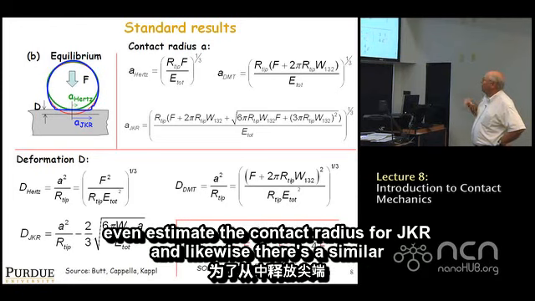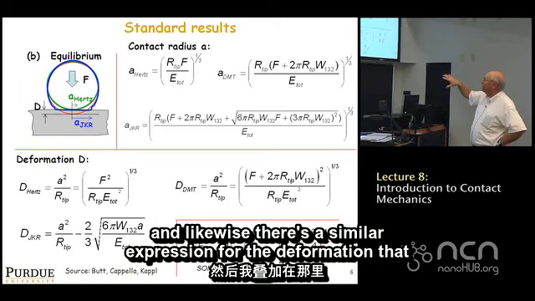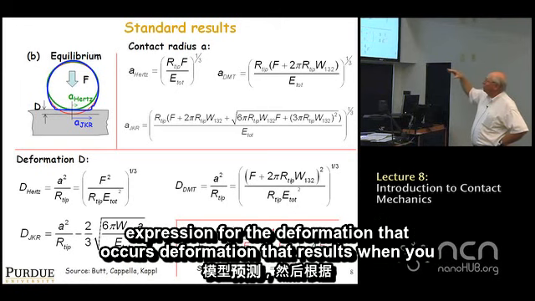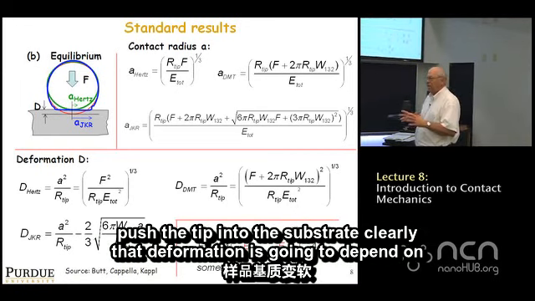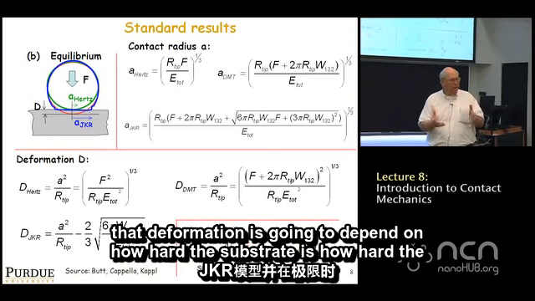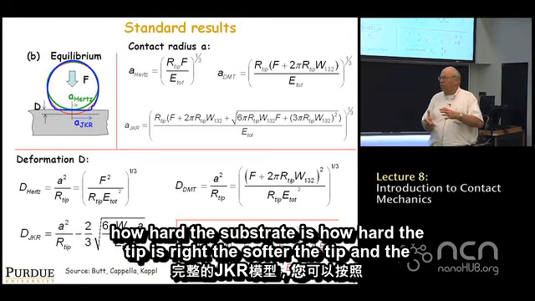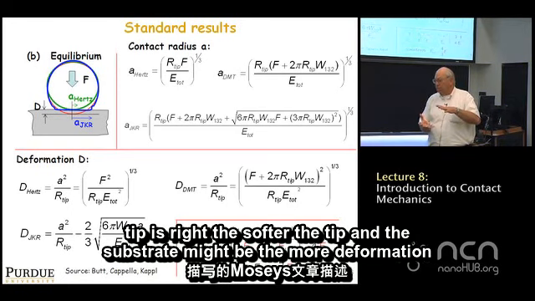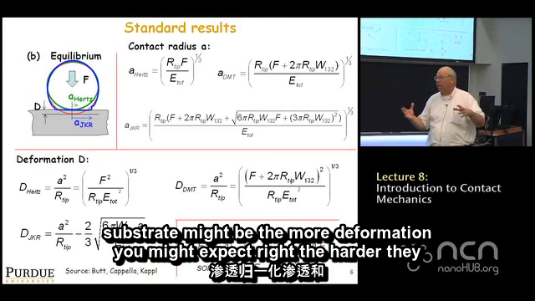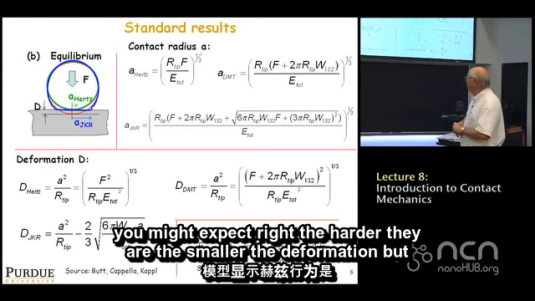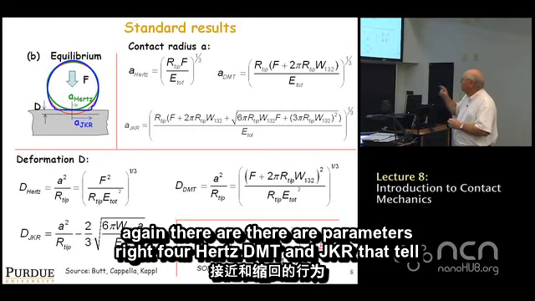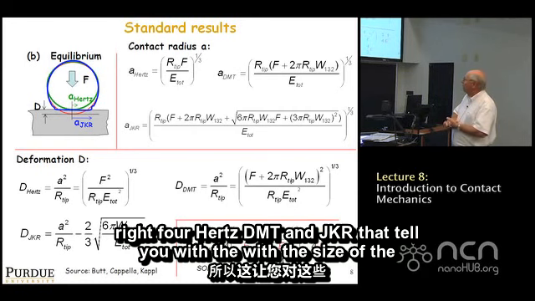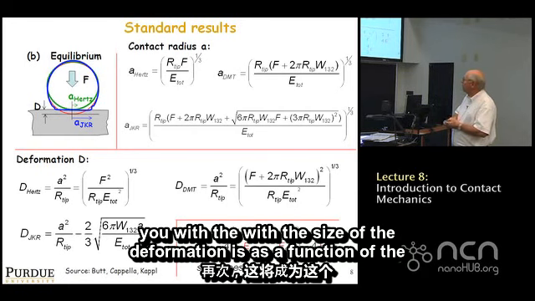And likewise, there's a similar expression for the deformation that results when you push the tip into the substrate. Clearly, that deformation is going to depend on how hard the substrate is, how hard the tip is, right? The softer the tip and the substrate might be, the more deformation you might expect. The harder they are, the smaller the deformation. But again, there are parameters for Hertz, DMT, and JKR that tell you what the size of the deformation is as a function of the applied force.